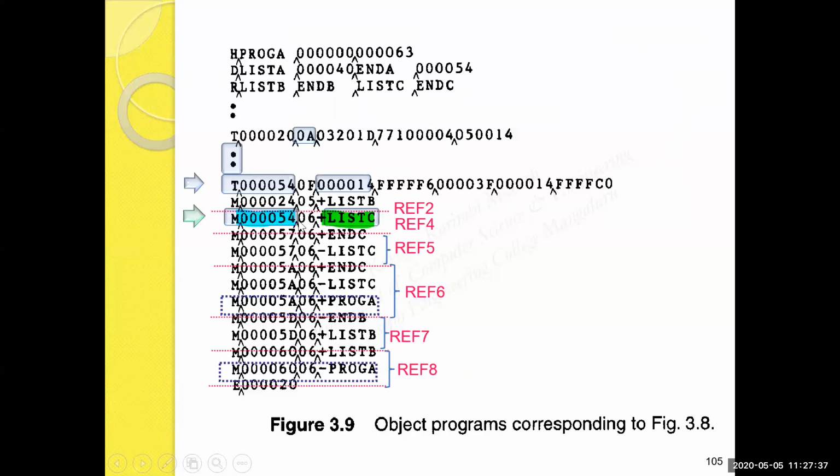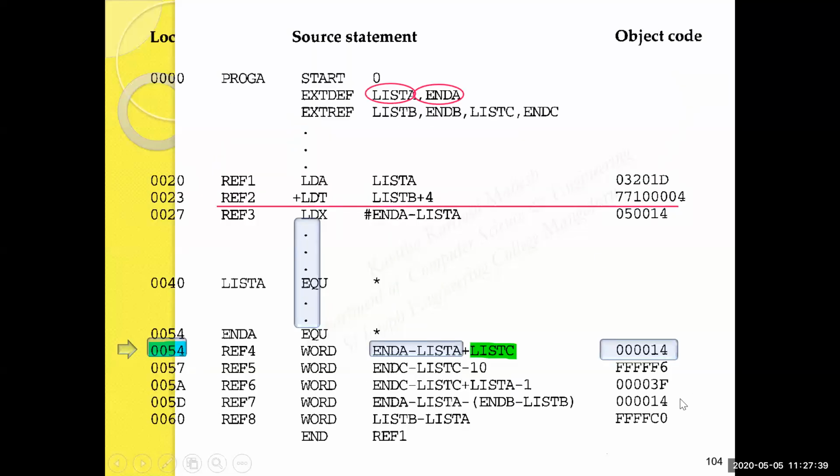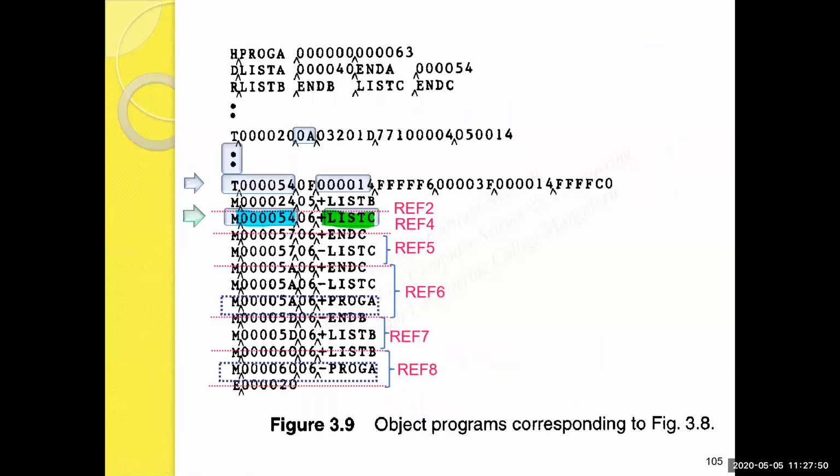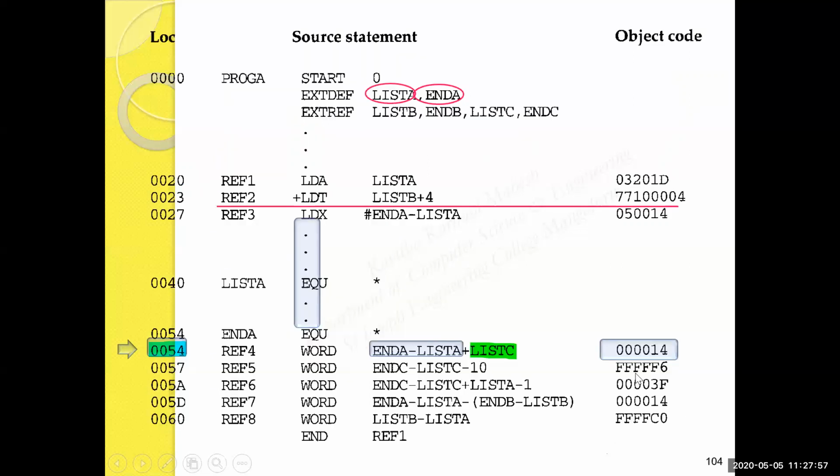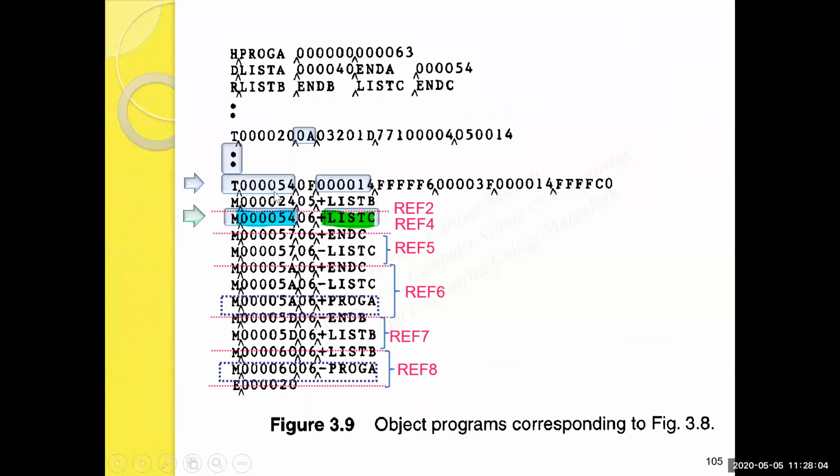The field is 6 half bytes in length. Why is it 6 half bytes? Because this represents a constant which is 3 bytes in length, and 3 bytes is equal to 6 half bytes. The code itself is placed in the text record that follows. See, we have terminated the previous text record and the new text record is written with the starting address 54, because object code after this point begins here with the address 54. So 54 and the code is 14. Corresponding modification record is indicated.